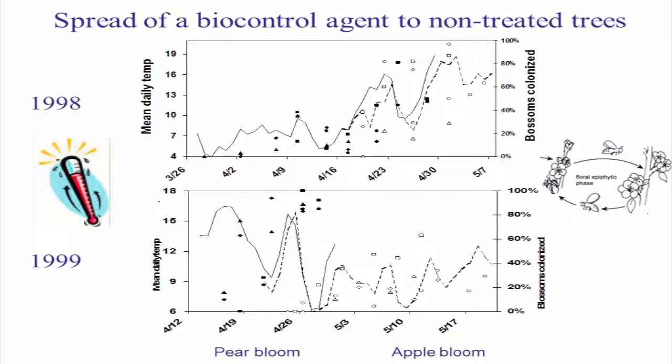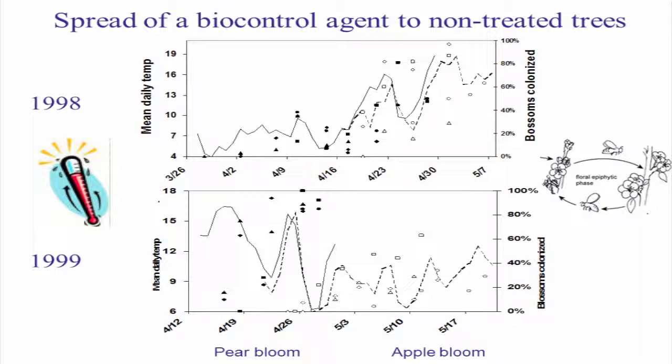So we sprayed some trees in the orchard, then we went to the trees we didn't treat, and we asked, did the flower get colonized by this bacterial biocontrol agent? You can see that when it's cold, it doesn't happen, and when it's warm, it does happen, and vice versa. It doesn't matter if it's pears or apples. And that's this little floral epiphytic phase turning around.